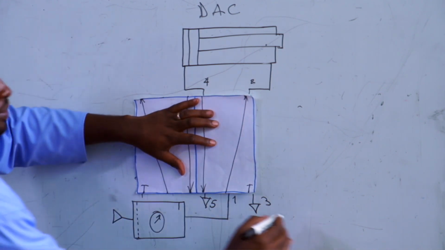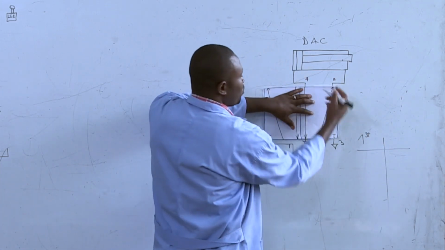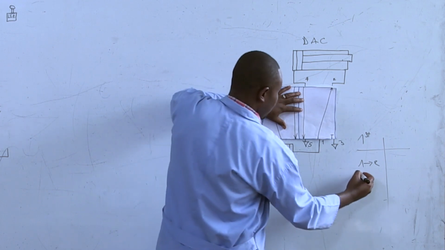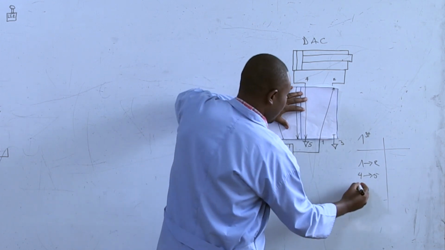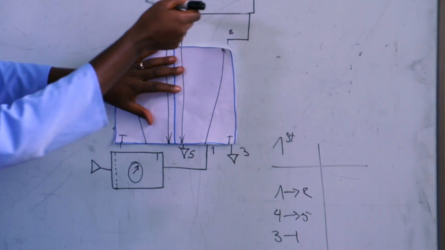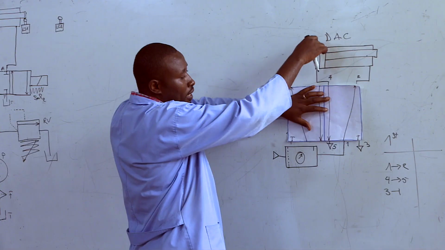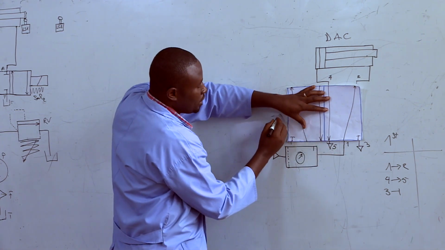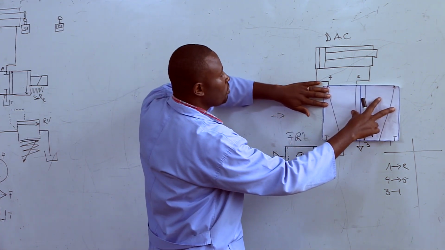Let's see the scenario that we have here. In the first, we have port 1 going to port 2, and port 4 going to port 5. And here our port 3 is closed. What do we have? The air is forced to go to the cylinder and pushing the piston back. And the air on this side is forced to leave the cylinder, going back to the atmosphere, passing through port 5.